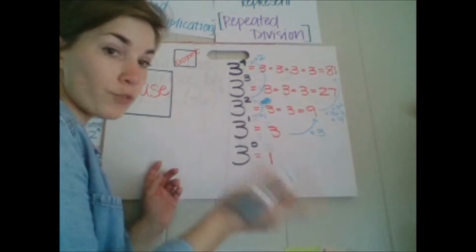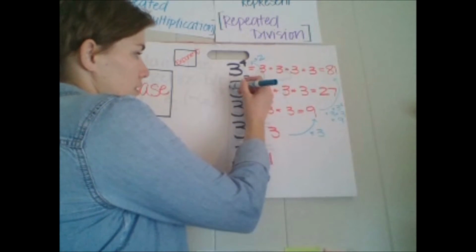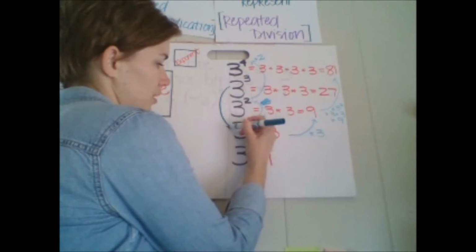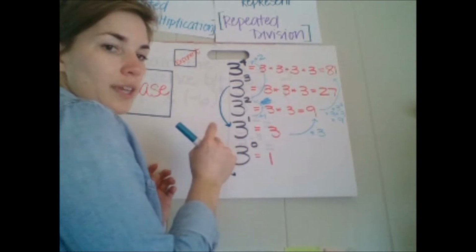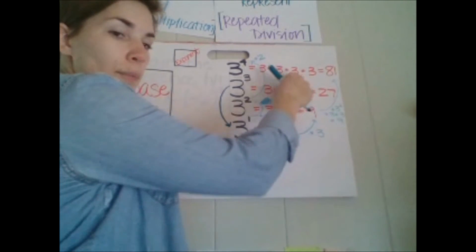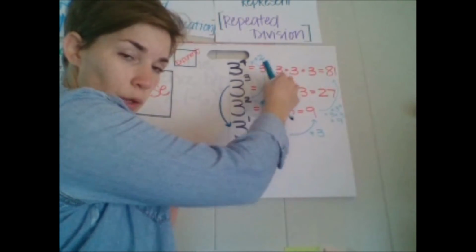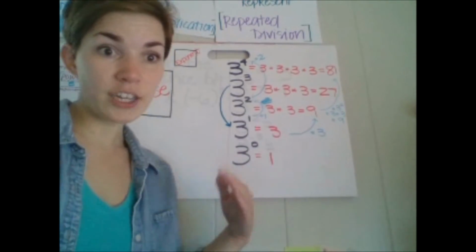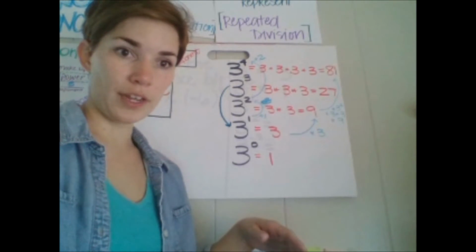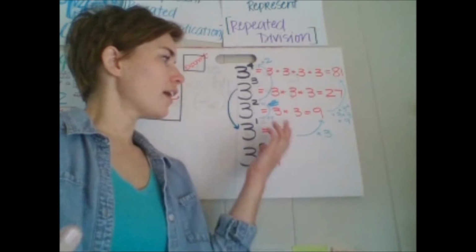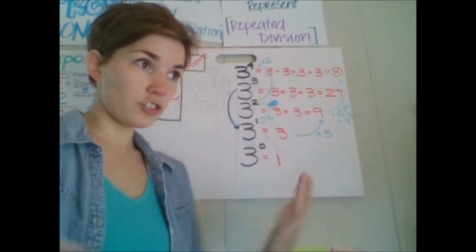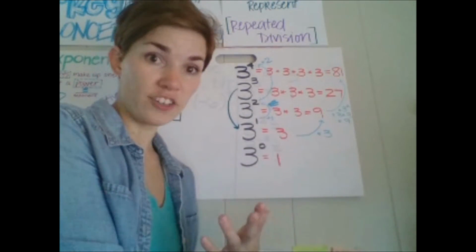Okay, so if we want to go from 3 to the 3rd down to 3 to the 1st power, when we went up, when we increased our exponent, we multiplied. When we decrease the value of our exponent, what do you think we're going to do? The inverse operation of that. We're going the exact opposite direction, so we need to do the exact opposite operation, right?